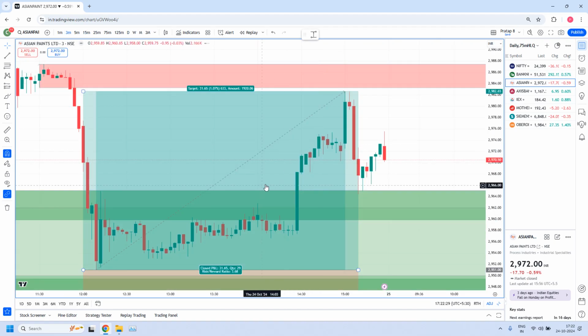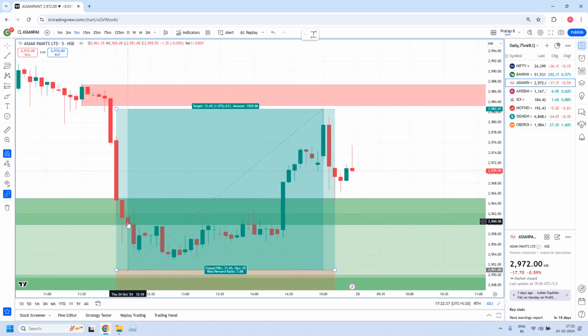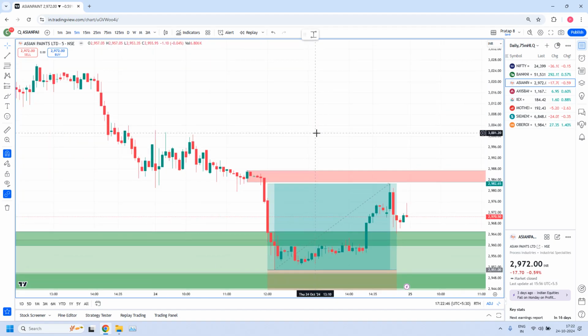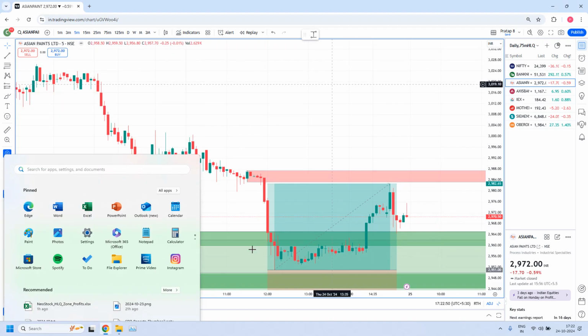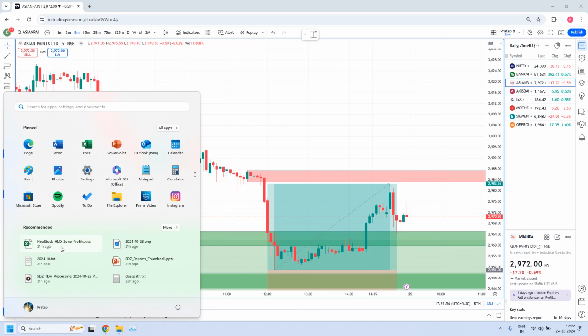We got the trade at 12 o'clock, 10 minutes, 5 minutes candle, and it reached the target at 3 o'clock, 5 minutes candle. So how much profit has Asian Paints given, and how much loss has the first aggressive trade setup given? Let me show you in the Excel sheet.